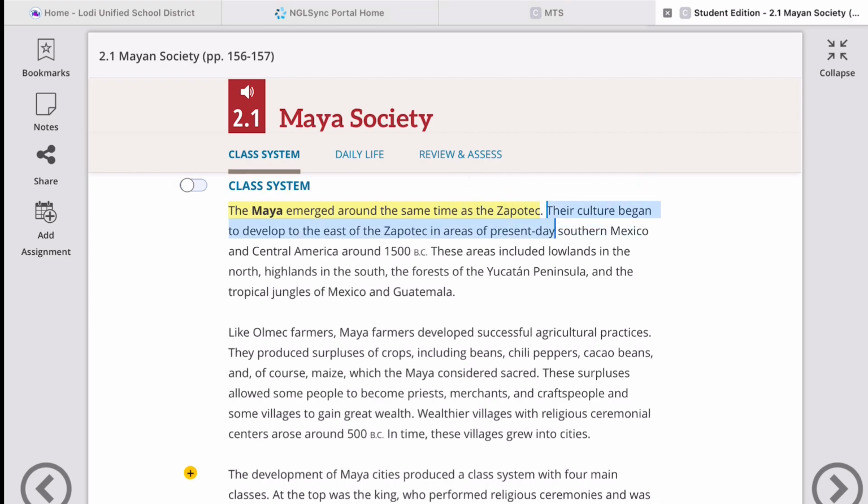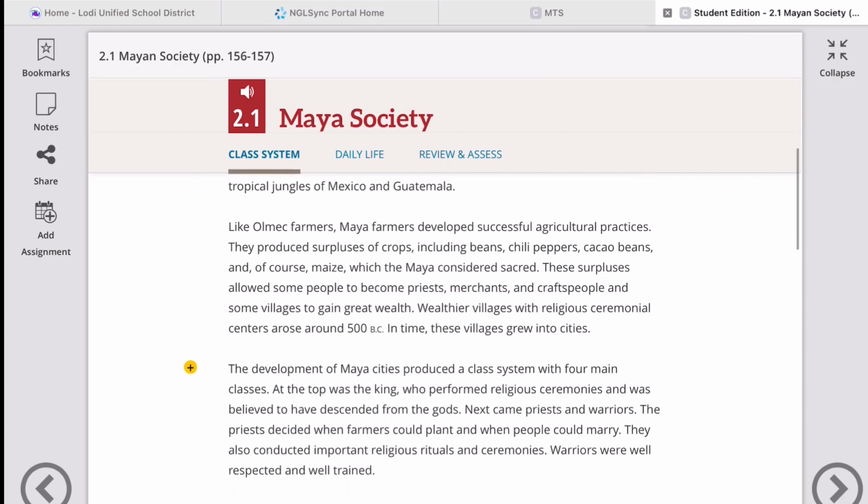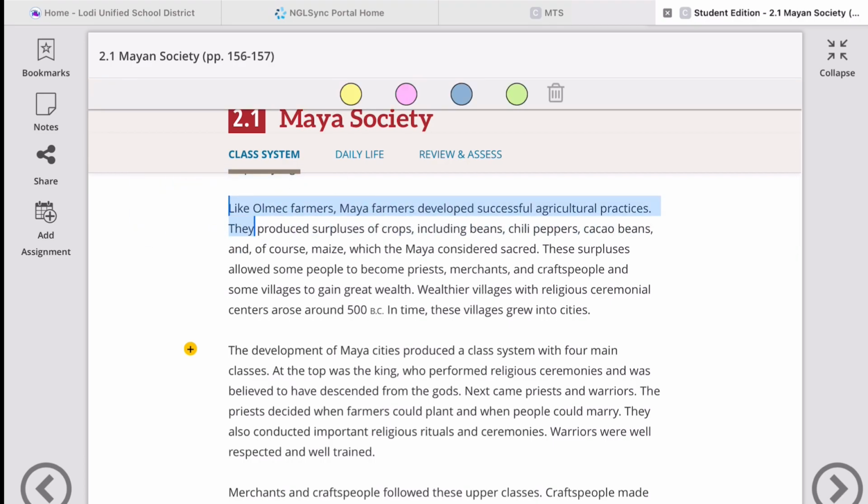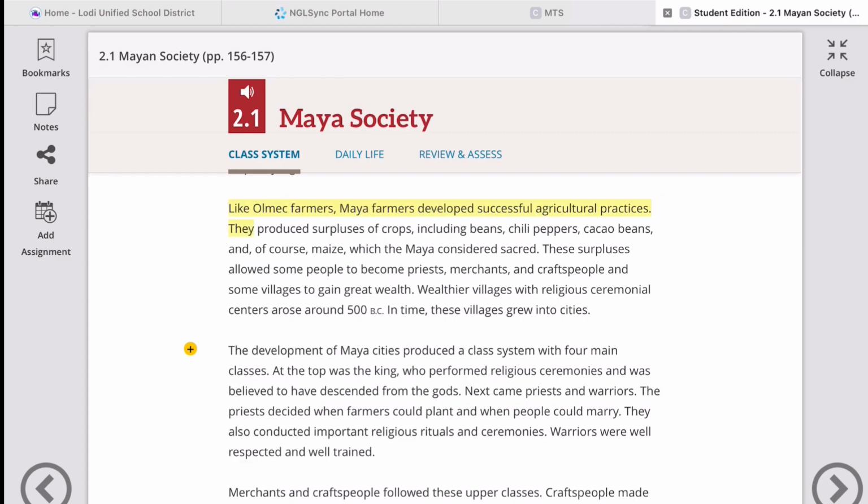They develop successful agricultural practices and they produce surplus crops including beans, chili peppers, cacao beans, which is transformed to chocolate, and of course maize, which the Maya civilization considered to be sacred or holy or very important.